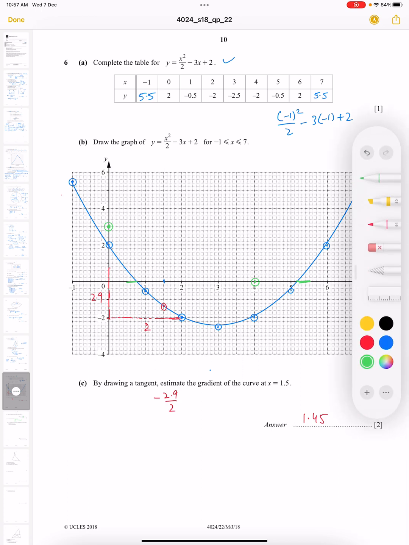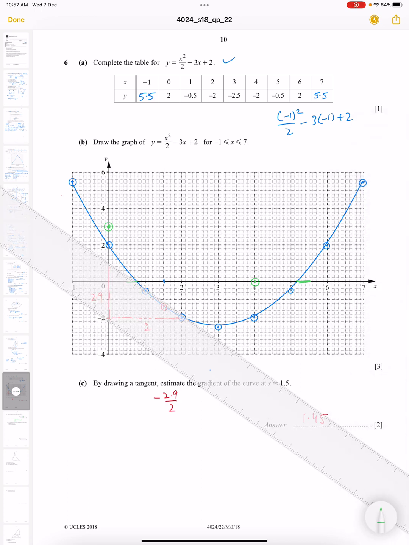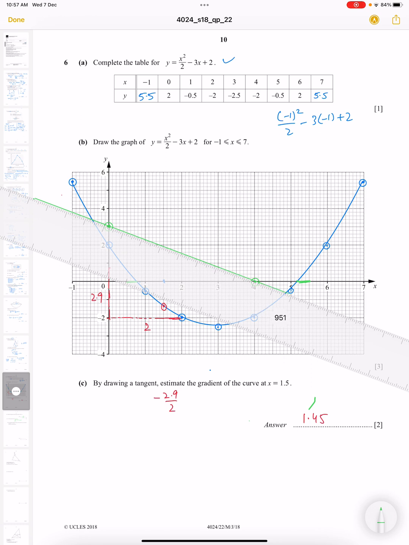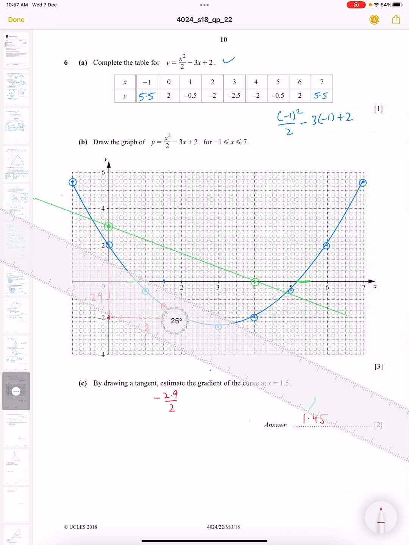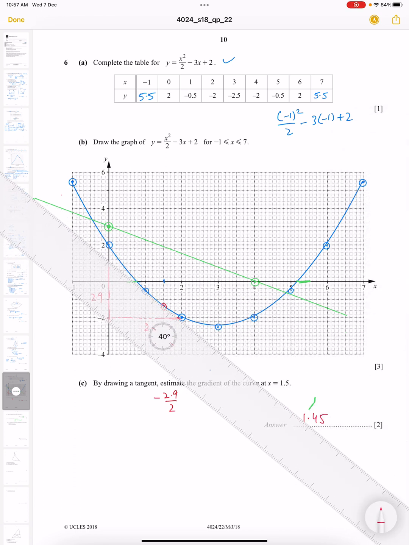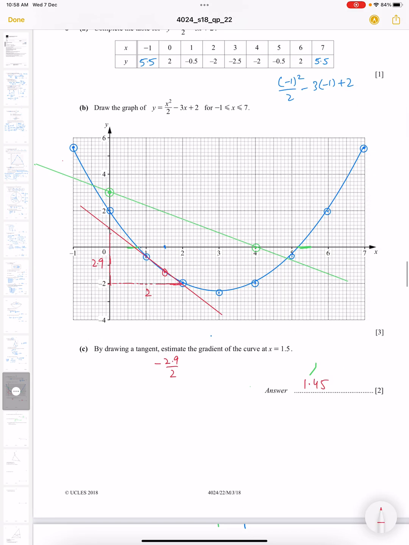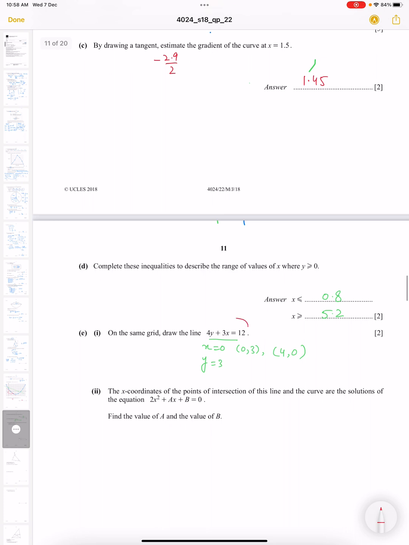Let's join these points now. The tangent also got erased. Let me draw this tangent again. Okay. So the next part, the graph of the line is drawn.